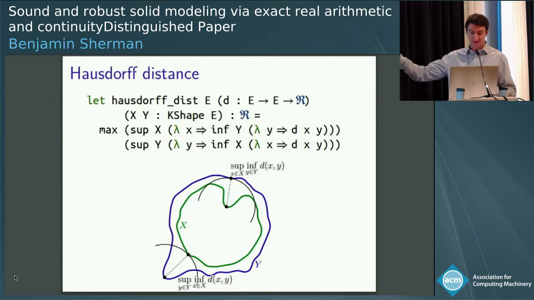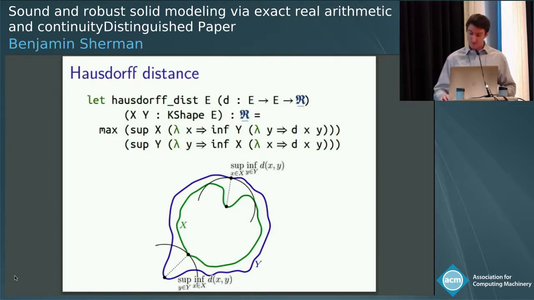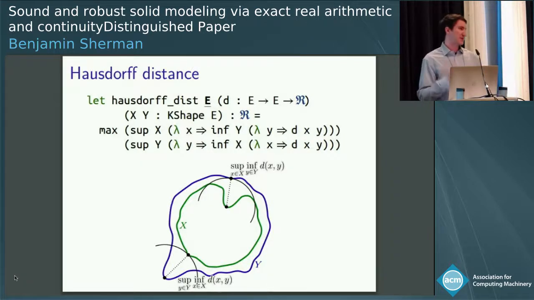So the bottom figure there is from Wikipedia. Just for reading this code here, the script R are the real numbers. This E is a type variable. So you can think of E, basically think R2 or R3, right? The plane or 3D space.